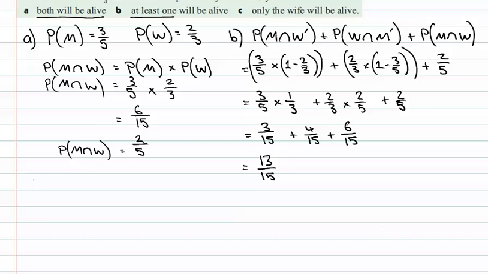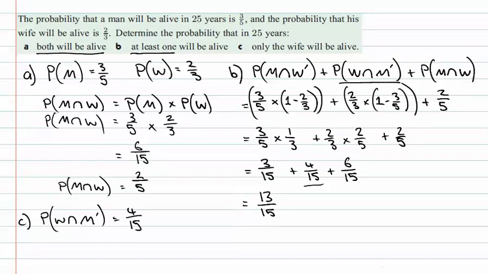Now for part C, we have to find the probability that only the wife will be alive. So this is just the same as what we have written up here in this equation, the probability that the woman is alive and the man is not alive. So if we come down here and just look at that value there, 4 on 15, then that's our answer. It's just as easy as that. So only the wife being alive is equal to 4 on 15. And that's how to solve that probability question.